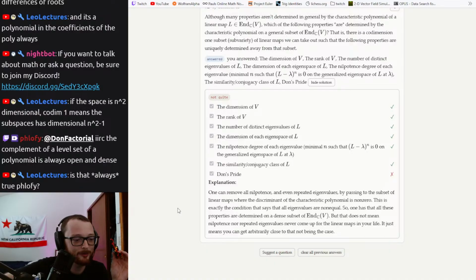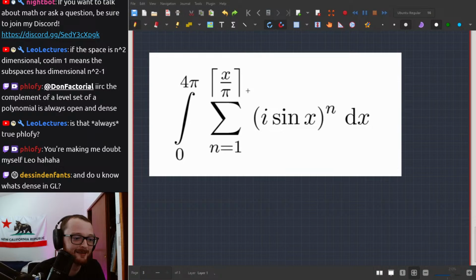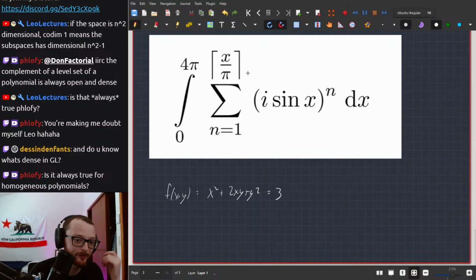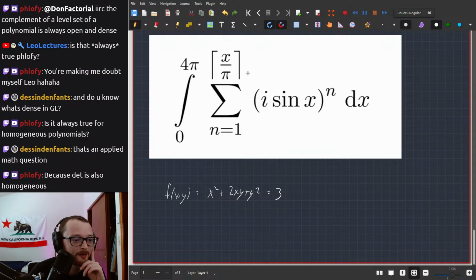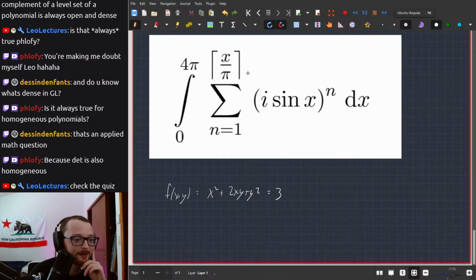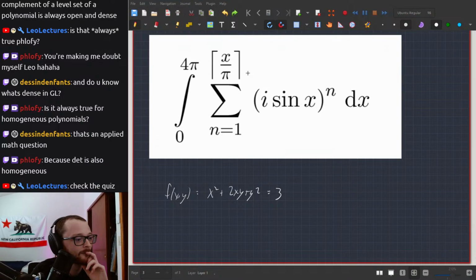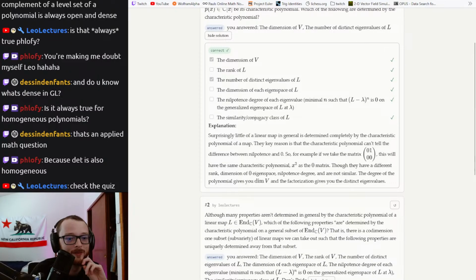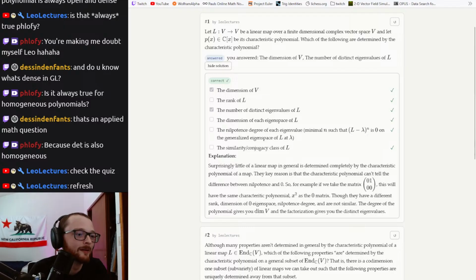I guess I'm imagining like if you have a polynomial that's like this, and you take a level set where it's equal to 3, let's say. Is it literally true for a situation like this? I don't know. Check the quiz. I don't know. Do you know what's dense in GL? That's an applied math question. I don't know what's dense in GL.